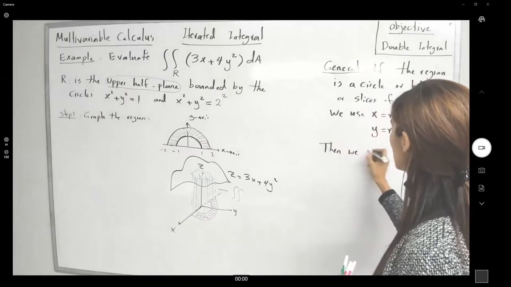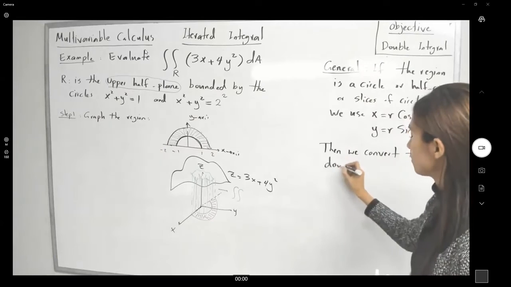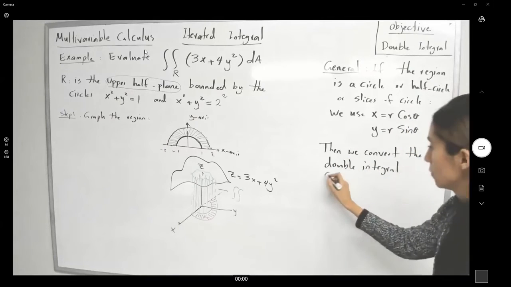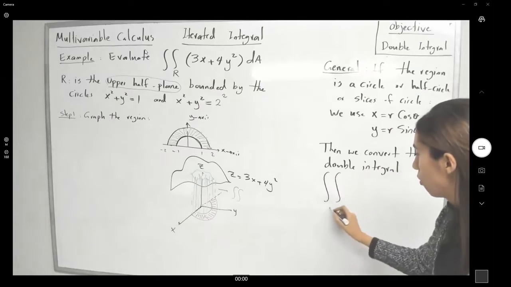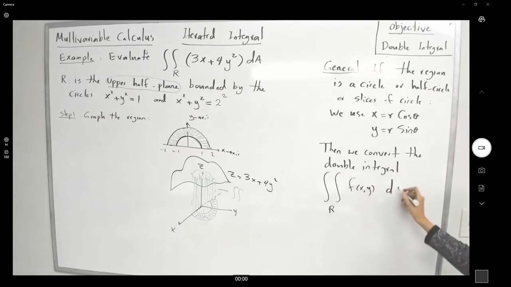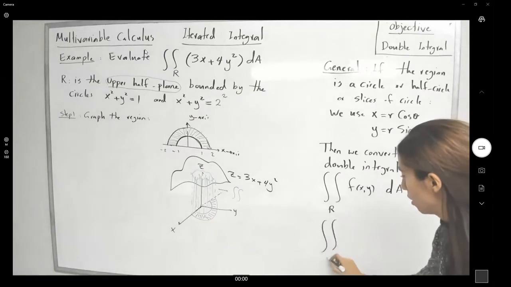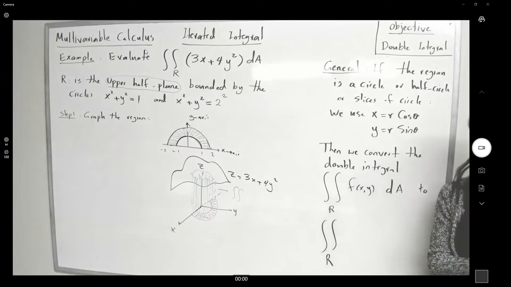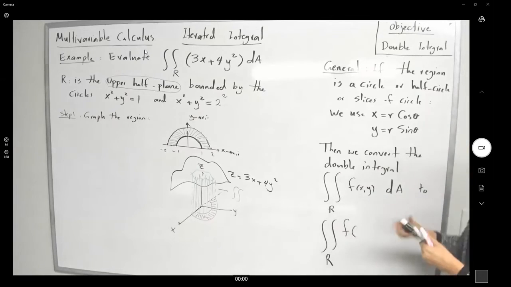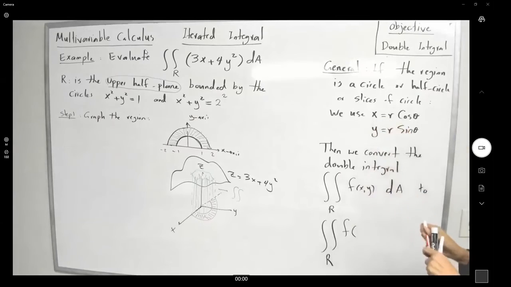Then we convert the double integral over region R of f of x and y dA to the double integral over region R, which is now converted into f of, guys, x is r cosine theta, substitute that here.